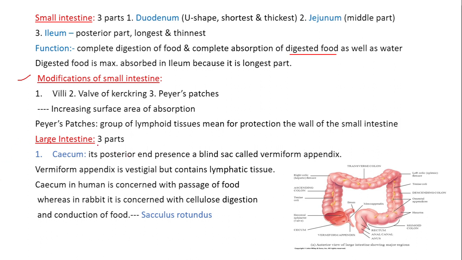Large intestine, it has 3 parts. First one is cecum, it is posterior and presents a blind sac called the vermiform appendix. You can see here the vermiform appendix. Vermiform appendix is vestigial but contains lymphatic tissue. Cecum in human is concerned with the process of food, whereas in rabbits it is concerned with the cellulose digestion and the conduction of food. And cecum of rabbit is also known as sacculus rotundus.